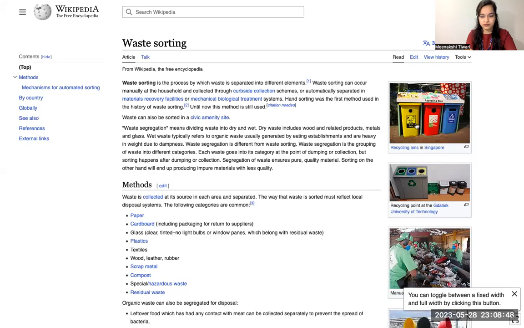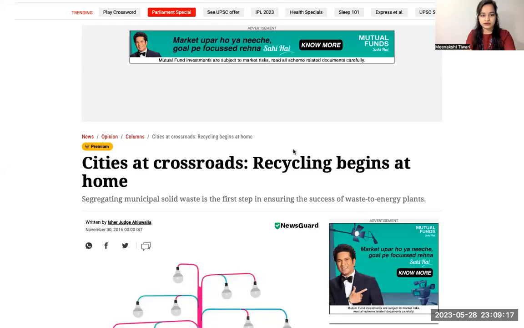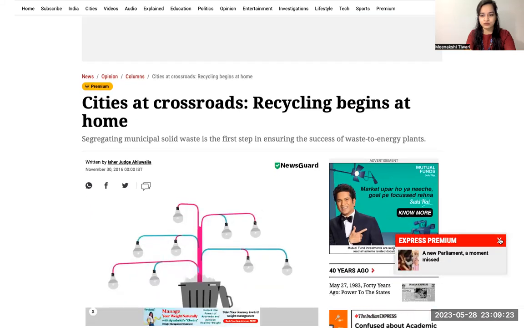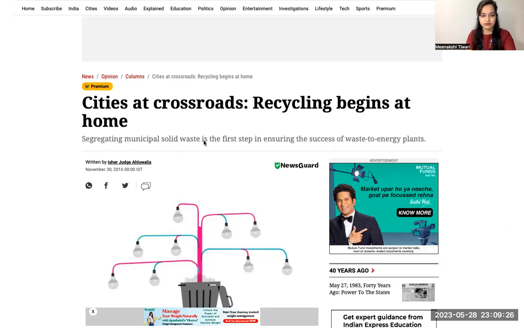Okay, well, this is the energy waste. Waste sorting is the process that we were talking about. So these are the claims. And allow me to also share an article with you all from which this excerpt has been taken. So the article will appear on your screen now. And you would notice, cities at crossroads, recycling begins at home. So the context is here in front of you.